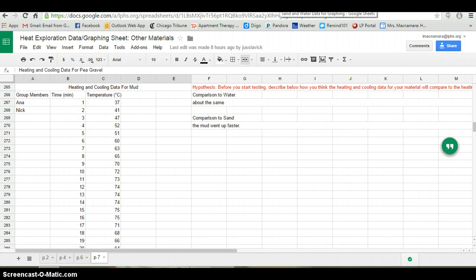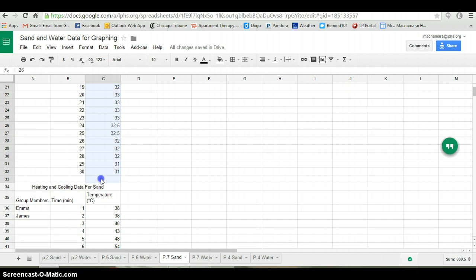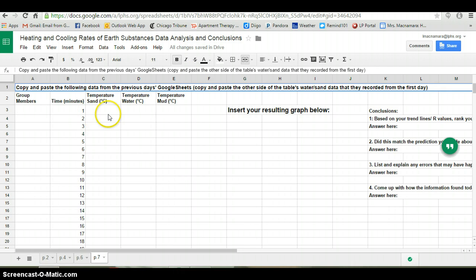Okay, so what I'm going to first do is go to the first day's data. I'm looking at my period 7 class, and we had a group at one side of the table, group 3 with Anna and Nick, they collected sand. And the other side of the table, Leslie and Madison were collecting data for water. So I'm going to take the sand data that Anna and Nick collected. I'm going to highlight it all, scroll down, and then copy the temperatures because I already filled in the times for you. So this is the one you're going to be putting your data in. This is your data analysis sheet.